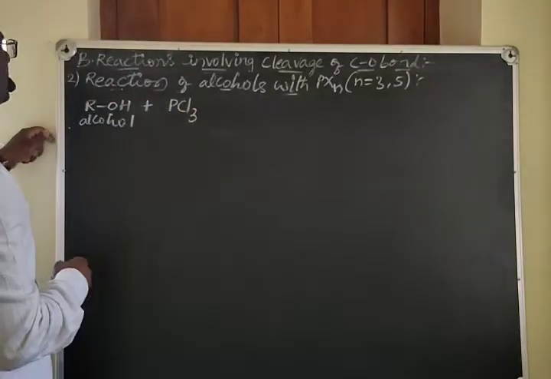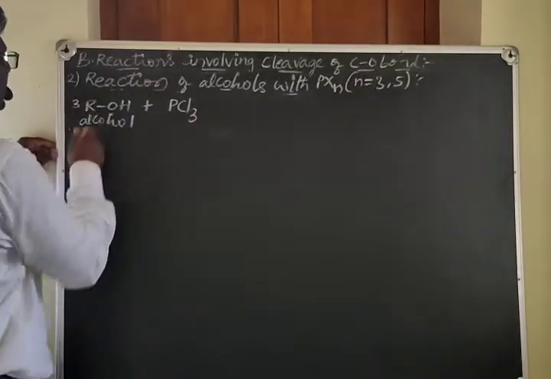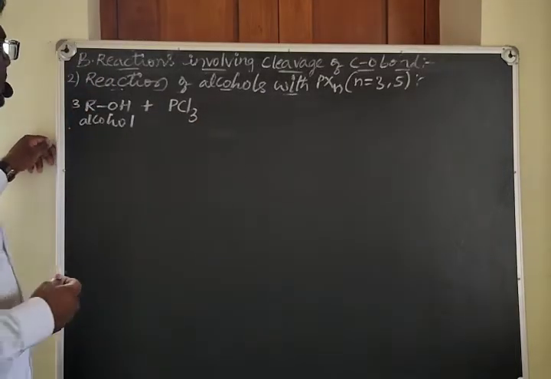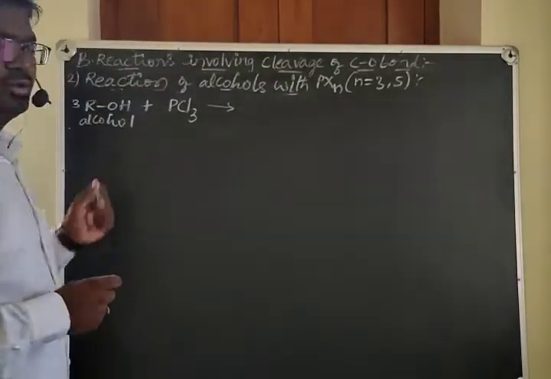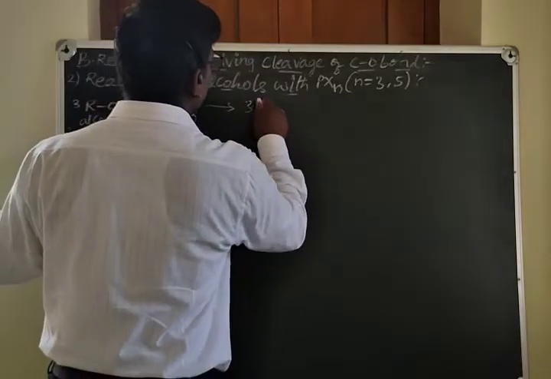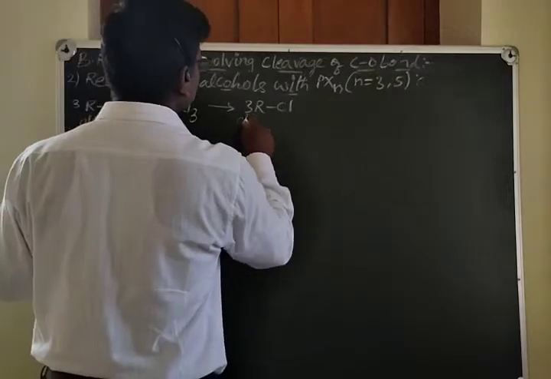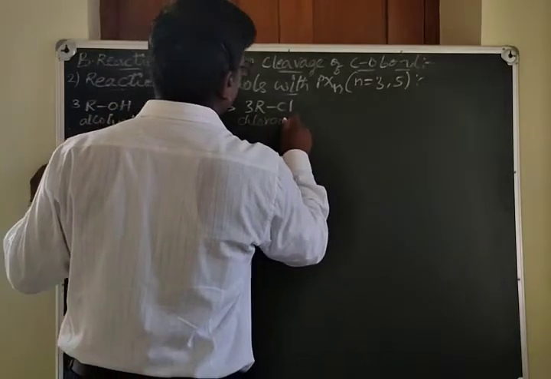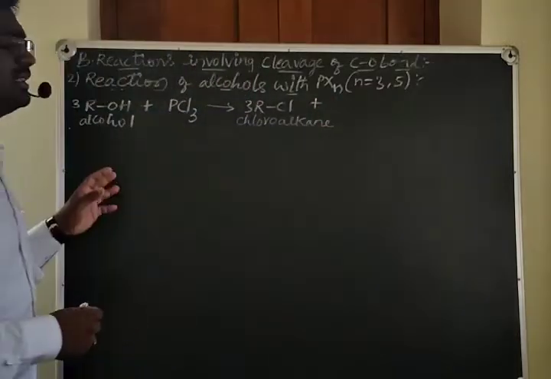And this phosphorus trichloride consumes 3 moles of alcohol and undergoes a substitution reaction, and it forms 3 RCl. Again you are getting the chloroalkane here. What is this? The chloroalkane, plus what is the byproduct?